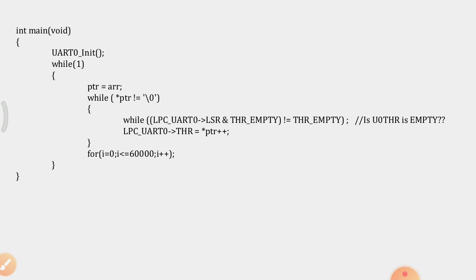Then while 1, continuous transmission we are going to do here. PTR is one character variable, array is also a character variable. Now already array is having some data, hello world. So that array is going to be loaded into the pointer PTR.